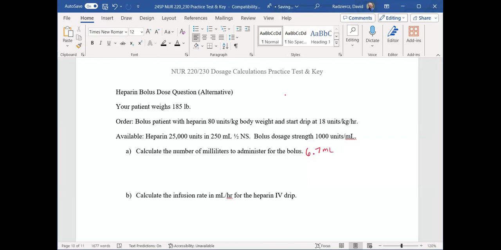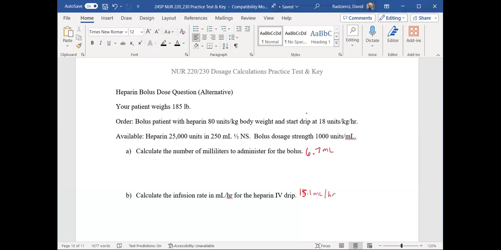And then for the flow rate, I'll check here. The flow rate would be 15.1. 15.1 mL per hour. Okay. So 6.7 milliliters would be the bolus, and 15.1 milliliters per hour would be the infusion rate.